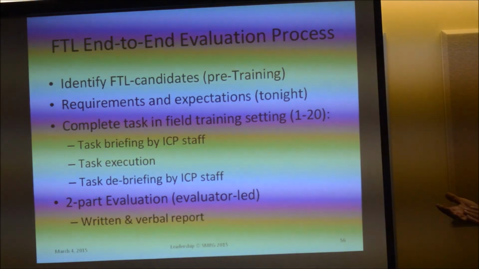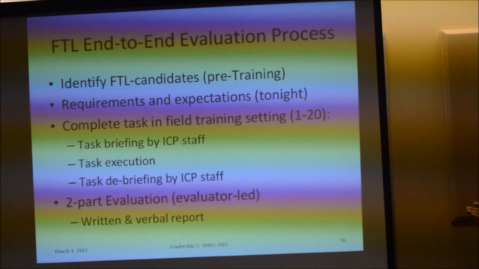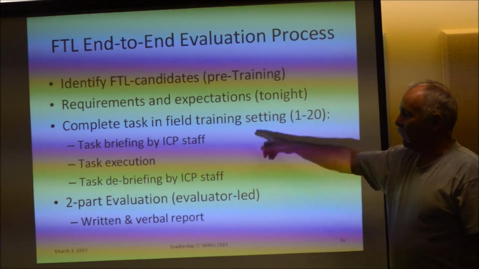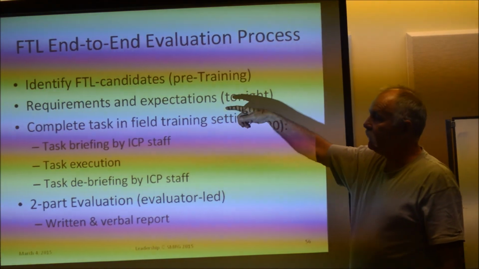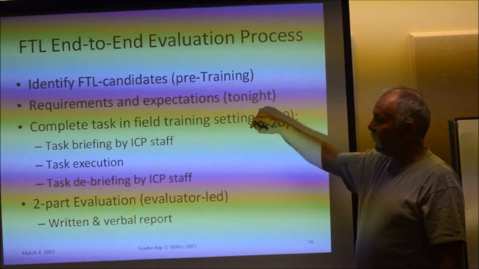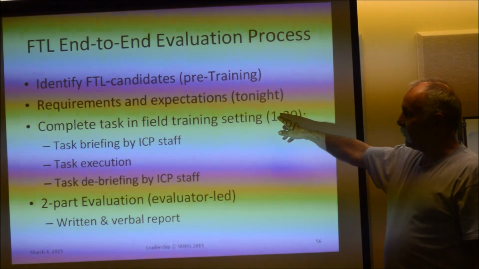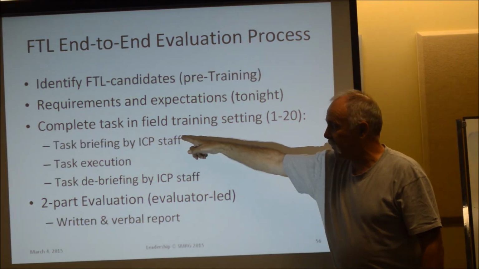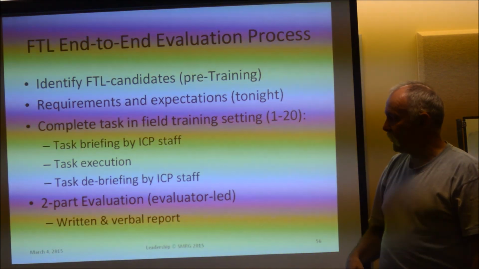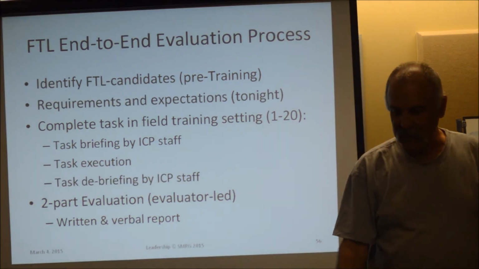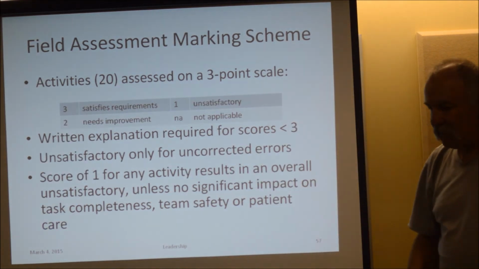So, the end-to-end evaluation process I mentioned, I've just pretty much described that. FTL candidates are identified. We've gone through the requirements and expectations. You'll complete the field training setting. You'll have a task briefing, the execution and the debriefing, the two-part evaluation by the evaluator, and then the 360 that we talked about.